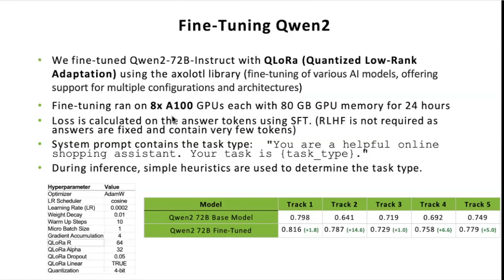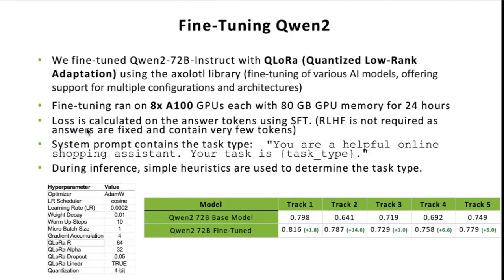And the fine tuning can run. So basically they use this to fine tune the Qwen2 72 billion on 8 A100 GPUs for 24 hours on those 500K synthetic datasets.